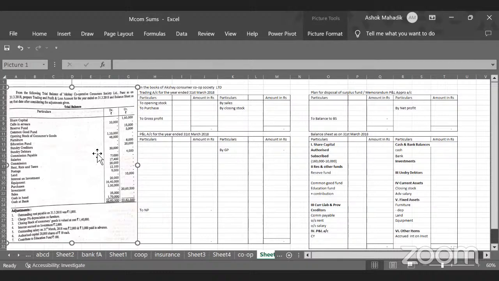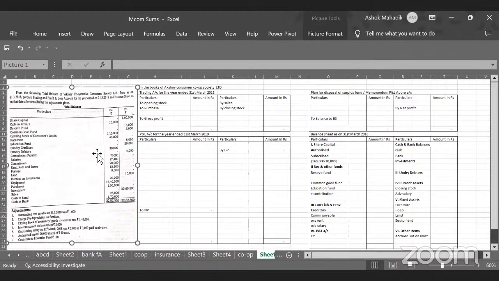Outstanding rent payable on 31st March is 1000. So two effects: it will be added to rent, and second, it will be shown on the liability side. Second, charge 5% depreciation on furniture. So less from furniture and P&L debit. Closing stock of consumer goods is valued at cost, 1,40,000. This is closing stock, so one effect will come on the trading account credit side and the second effect on the asset side, under the heading current assets.